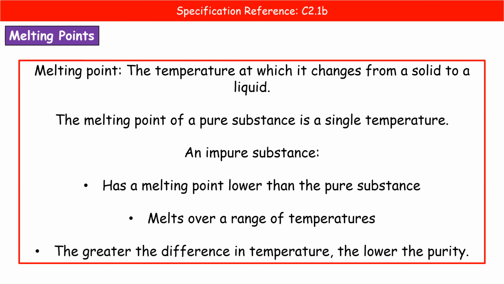If the substance is impure, then it's going to have a melting point across a range of temperatures. So it will not melt at just a single temperature, it melts across a range of temperatures. And that melting point will be lower than you would expect for the pure substance. The greater the difference in temperature between the expected value for our pure substance and what we get, then the lower the purity of that particular thing we are testing.